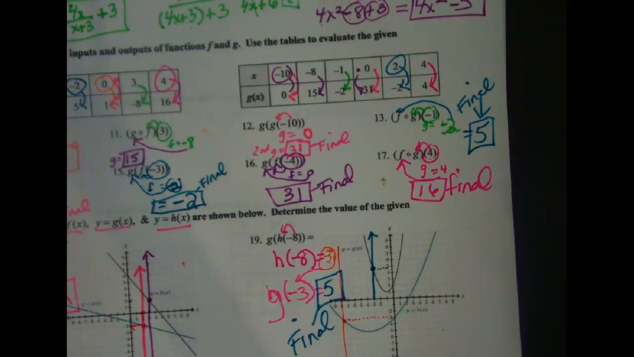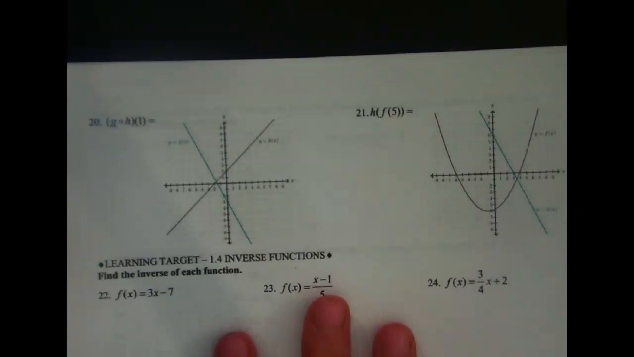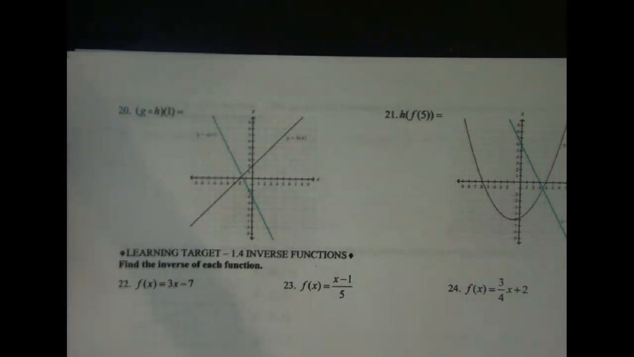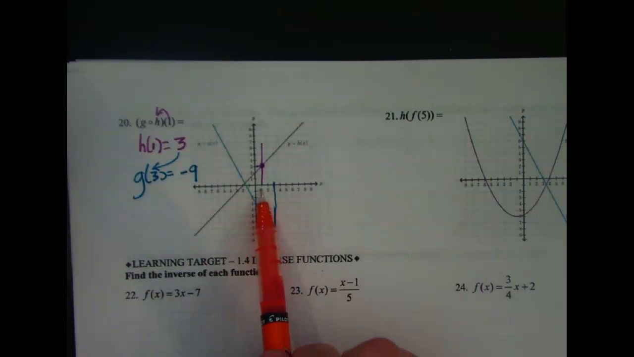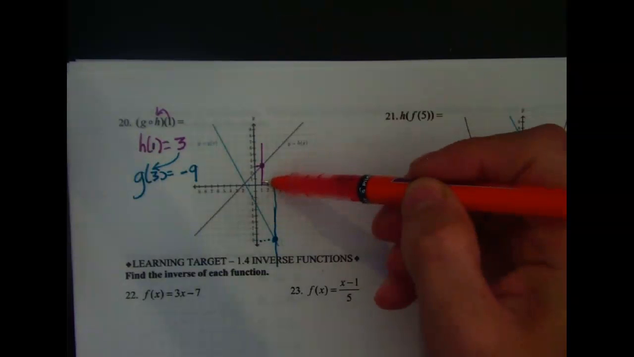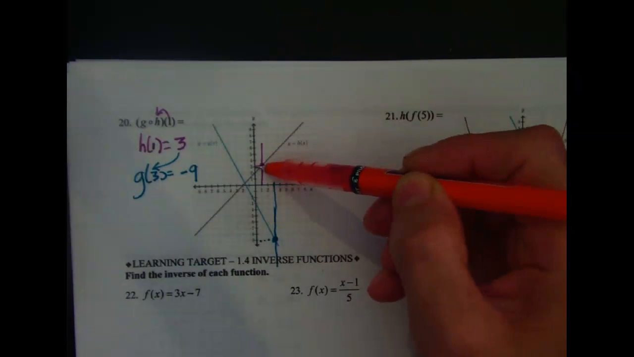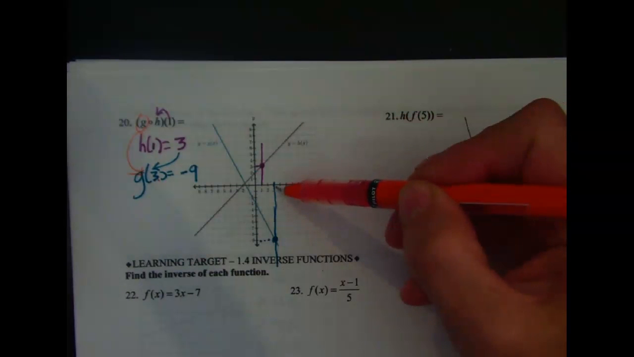So flip your review over, and I want you to try the next problem, number 20, on your own. Even though it looks a little bit different, it's the same idea. All right, so this first one, you would have drawn your vertical line at 1, and you're going to look for the h function. So I just drew it straight up, followed it across, and it hit at 3. So then I use that 3 for my outer function.